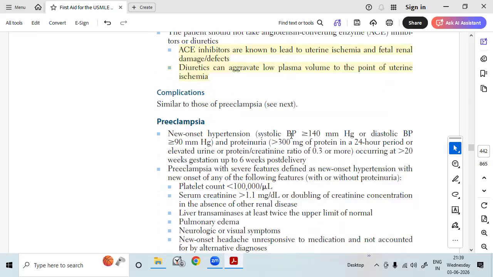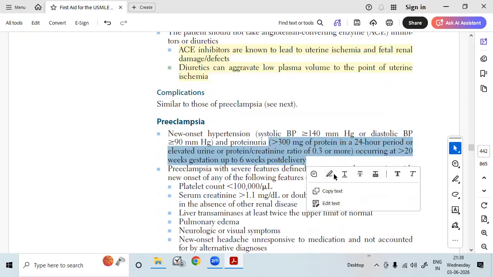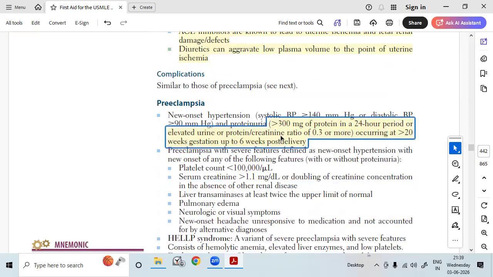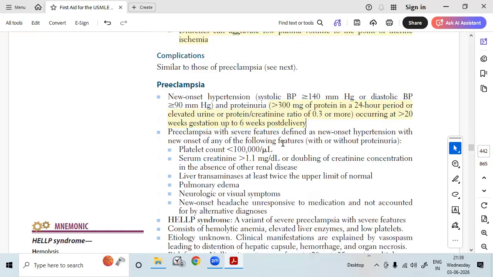Preeclampsia is new onset hypertension, systolic BP more than 140 or diastolic more than 90, with proteinuria of more than 300 milligrams protein in a 24-hour period, or an elevated urine protein creatinine ratio of 0.3 or more, occurring at more than 20 weeks gestation or up to 6 weeks post delivery. So this is important: 0.3 protein creatinine ratio occurring at more than 20 weeks gestation up to 6 weeks post delivery.